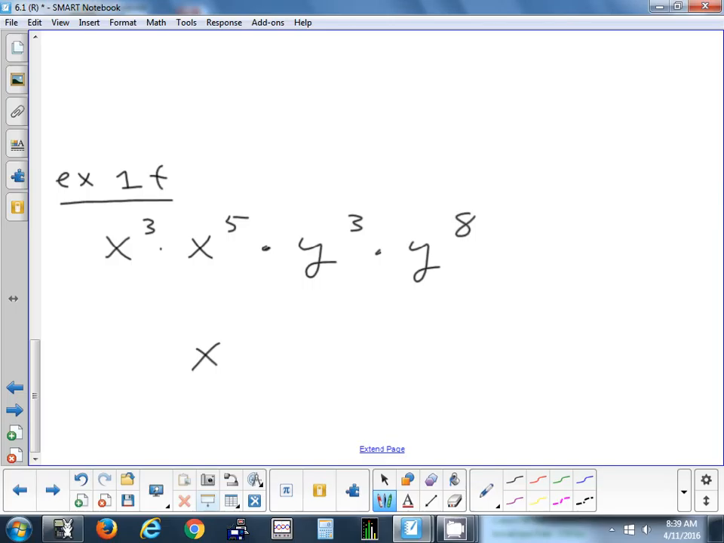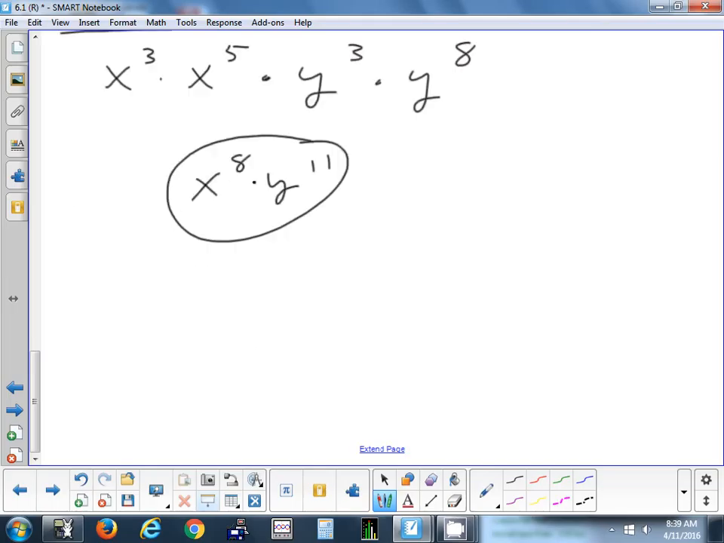So it'd be x to the 8th, times y to the 11th. Yes. Victor said it perfectly when he said times. You can almost think of it like combining like terms. You have your x's, keep the x, add the exponents. You have your y's, keep that base, add the two exponents together.